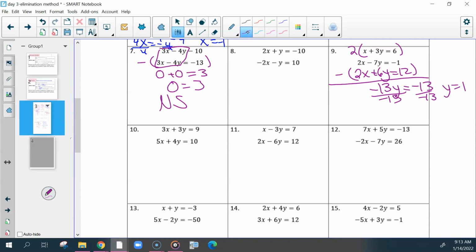Okay, so which original? The x plus 3y. So if we put y into this one without the 2, that would be x plus 3 times 1 equals 6. And then we could solve for x by subtracting 3 from both sides. The ordered pair would be 1, 3. Nope, 3, 1. I did it again. My bad.